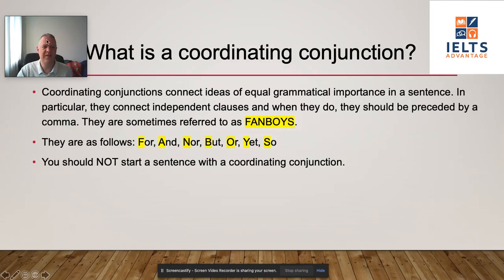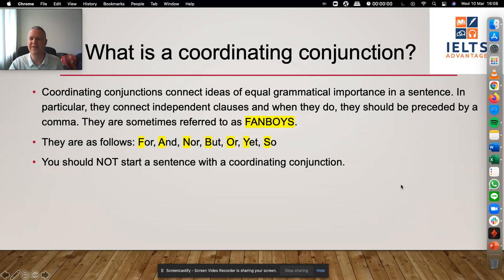So I've been mentioning these coordinating conjunctions. So what are coordinating conjunctions? I said they're often referred to as fanboys. The reason for this is fanboys is an easy mnemonic to remember them by. So the F means for. The A is and. The N is nor. B is but. O is or, yet, and so.